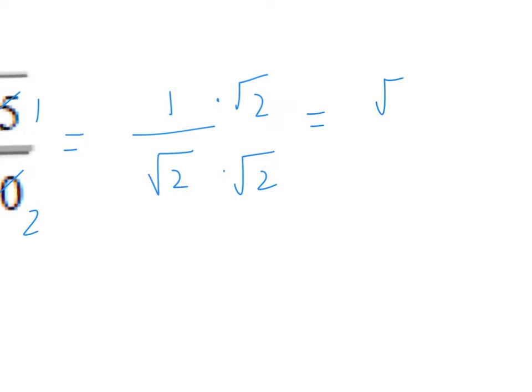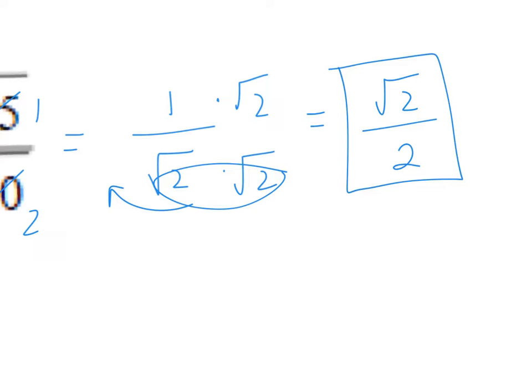So on the top, I have square root of 2, and on the bottom, pair them up, move them out. I end up with a 2, or you could think square root of 4 is 2. Now, again, this is an inside number, this is an outside number, there's nothing you can do with that, so this is your answer.